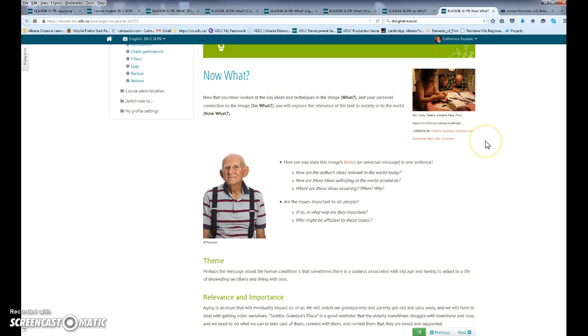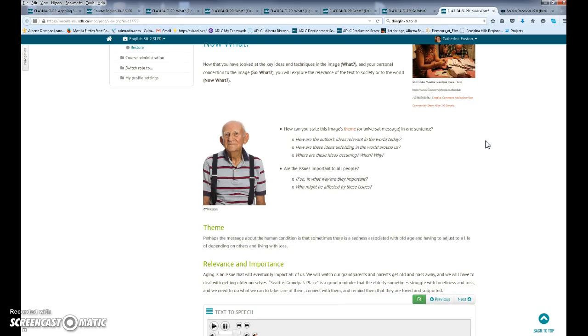So now the last section, now what? How does this image relate to society as a whole? And what theme statement could I come up with to describe it? And so I think the theme is, sometimes there is a sadness associated with old age and having to adjust to a life of depending on others and living with loss. And I think this is relevant to society because we all age. We watch our parents age, we've watched our grandparents age and maybe pass away, and eventually we will deal with aging ourselves. And so it definitely relates to all of us in that way.